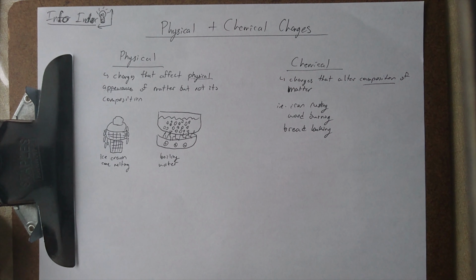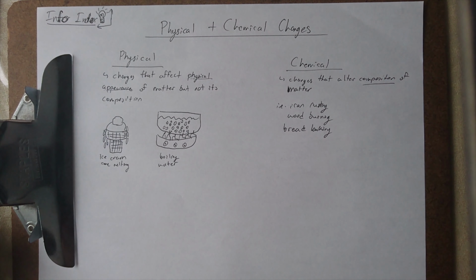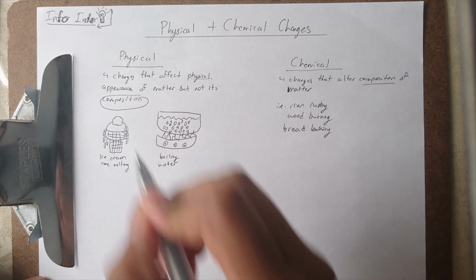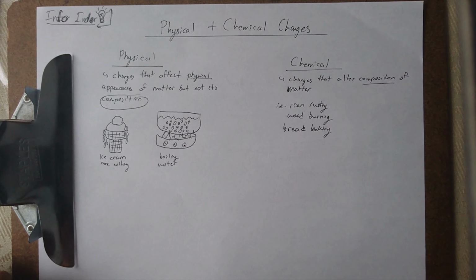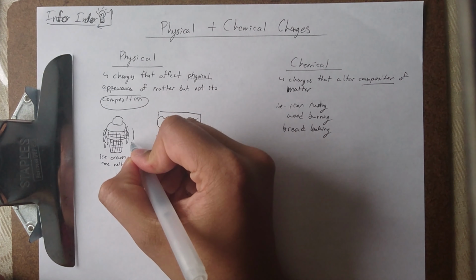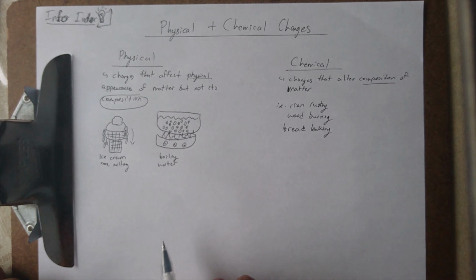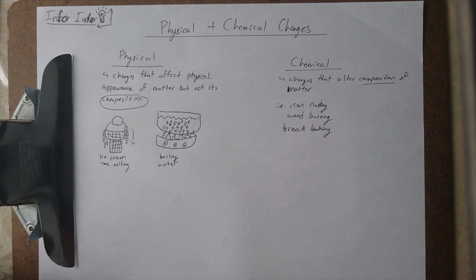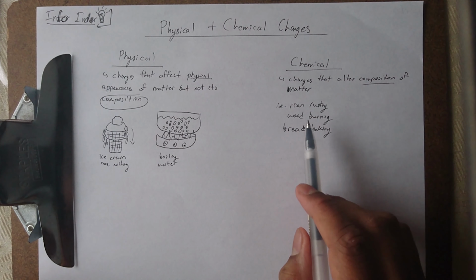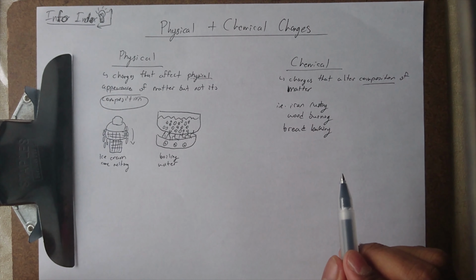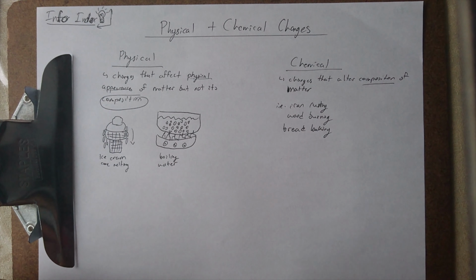Okay, now let's discuss physical and chemical changes. Physical changes are changes that affect the physical appearance of matter, but not its composition. An example is an ice cream cone melting or boiling water. Chemical changes are changes that alter the composition of matter. Examples include iron rusting, wood burning, and bread baking.